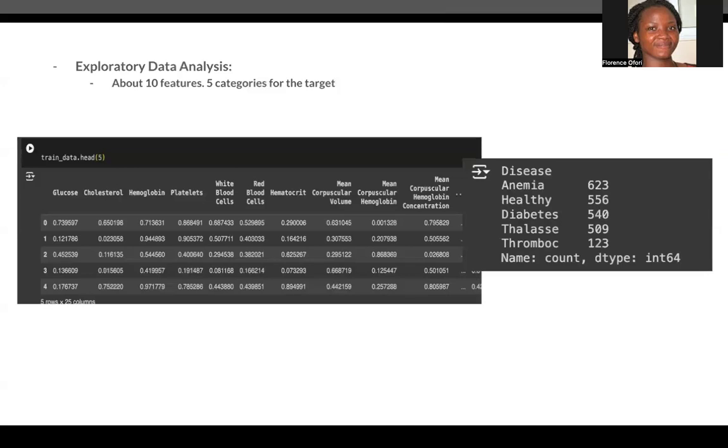So I worked with a dataset consisting of 10 features relating to glucose, cholesterol, and other health test results, with the target variable showing if a patient has a disease or not. These had 5 categories from healthy to anemia, etc.